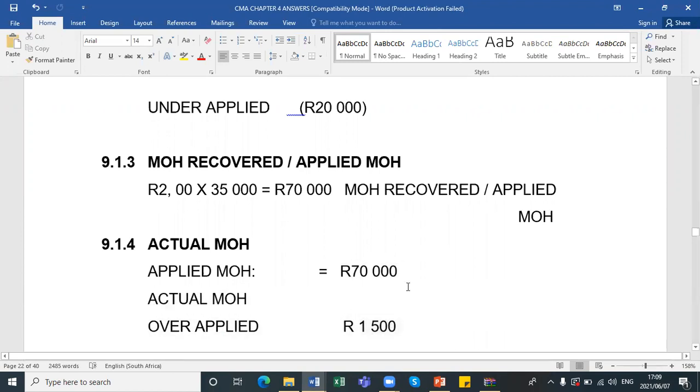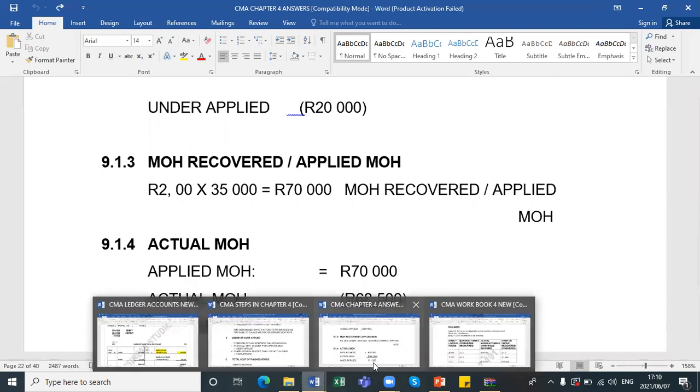Now, my answer here is not in brackets, so that means this must be more than my actual. So I must take the 70 minus the 1,500, which will give me 68,500. As you can see, this was 70. My amount in brackets should be less than 70 because my answer here is not in brackets.